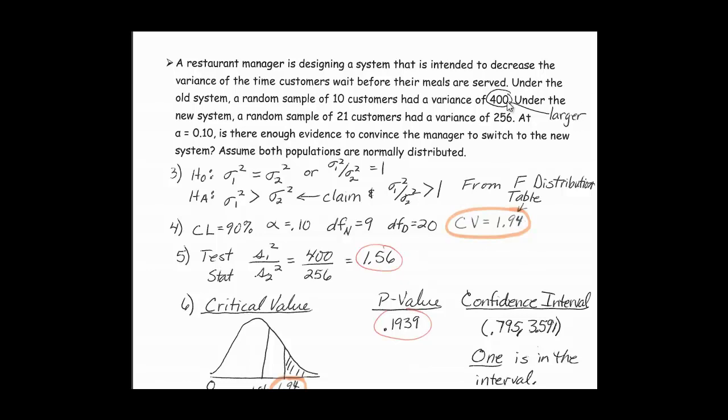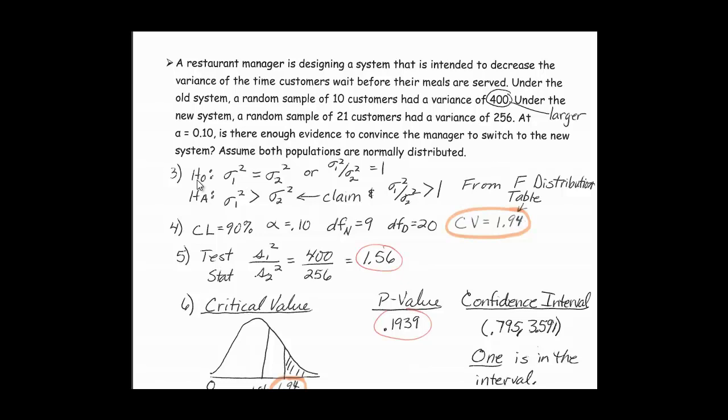I noted that that is the larger of these two. Under the new system, a random sample of 21 customers had a variance of 256. At a 10% alpha, is there enough evidence to convince the manager to switch to the new system? Assume both populations are normally distributed. That information should be given to you.